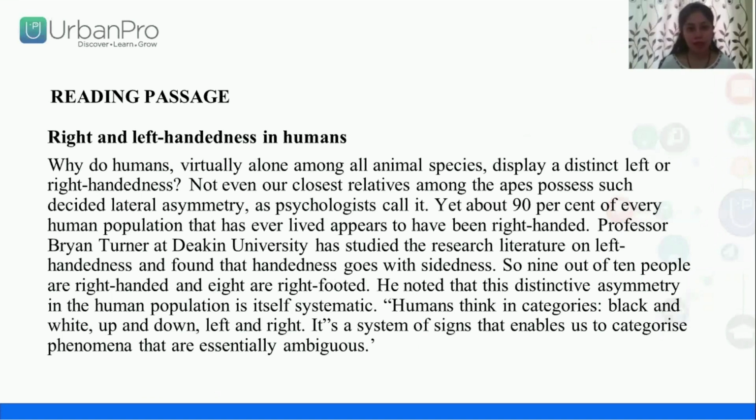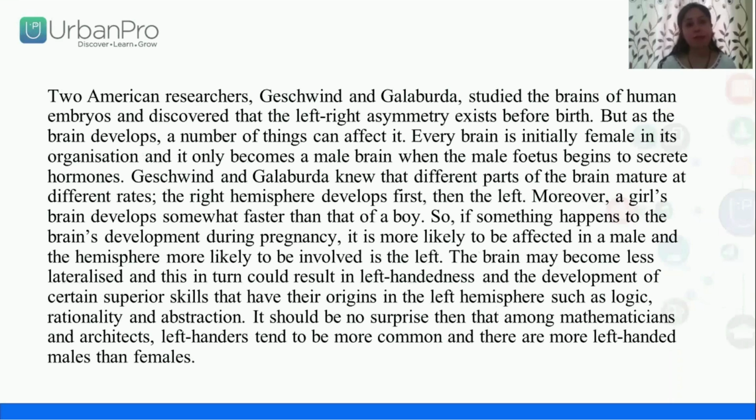And this is a sample I have put for you guys. This is the academic sample. It's about right- and left-handedness in humans. So you have to read the passage very carefully, skimming basically.